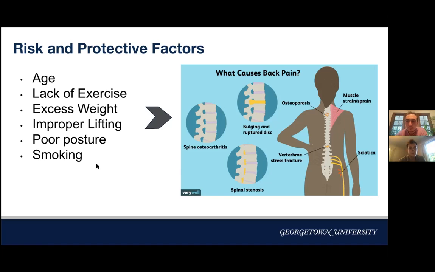In terms of risk factors, on the left side of this slide, that includes age and lack of exercise. Back pain is more common in people who are not physically fit. For example, weak back and stomach muscles may not properly support the spine, resulting in back pain. Another thing to keep in mind is that excess weight puts more pressure on the vertebra and the spine bones, and can decrease the space between the discs that are the cushioning. Other factors include job-related risk factors, improper lifting, poor posture, and smoking as well.